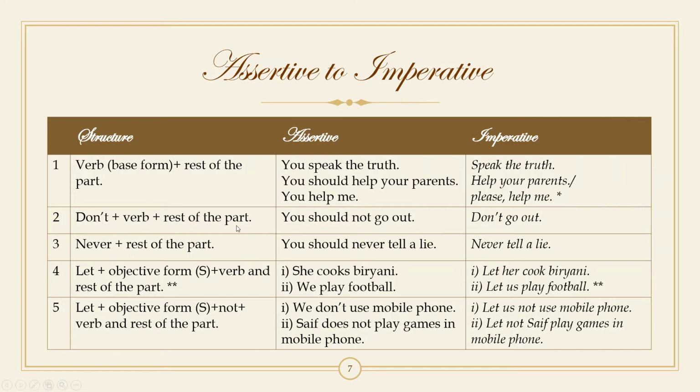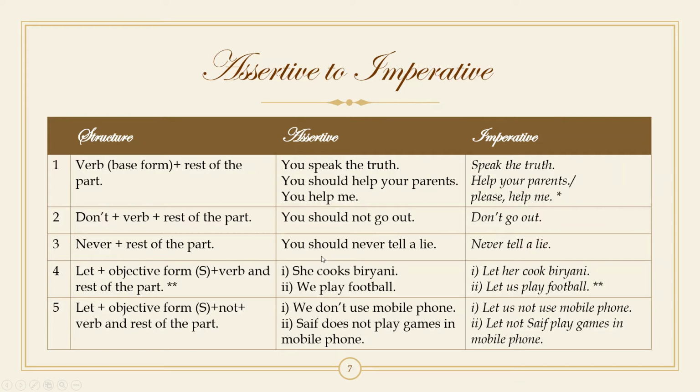But in the second structure, don't plus verb and rest of the part is used for assertive negative sentences. The first instances are of assertive affirmative sentences, but this particular instance is an assertive negative sentence. In case of an assertive negative sentence, we use don't, and the rest of the things will remain the same. You should not go out becomes don't go out.